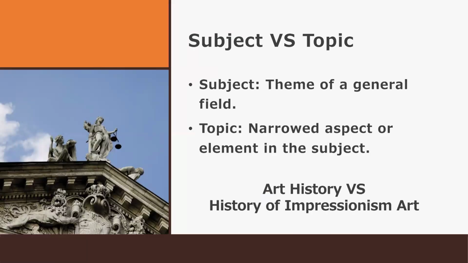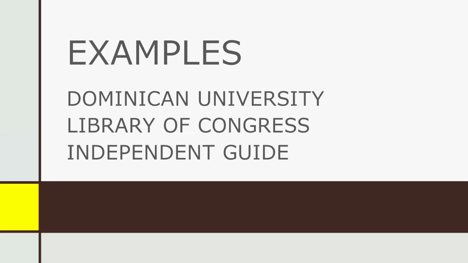Before we get to the examples, I do just want to specify between a subject and a topic real fast. Subject is more like a theme of a general field, while a topic is a part or a narrow element in that subject. So for example, art history versus history of Impressionism art. Art history is a very broad example of a subject, while a topic of art is Impressionism. Therefore, subject, topic, art history, history of art, Impressionism.